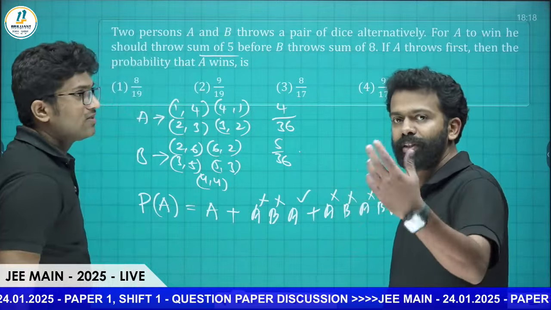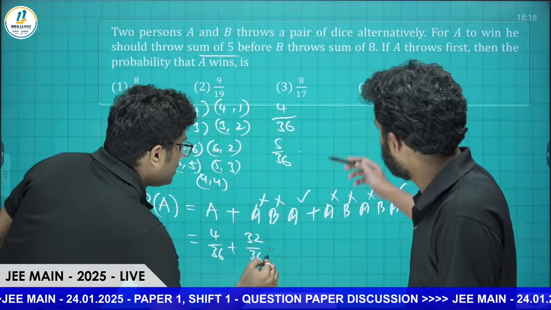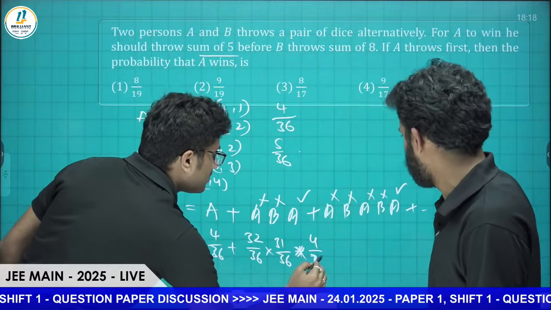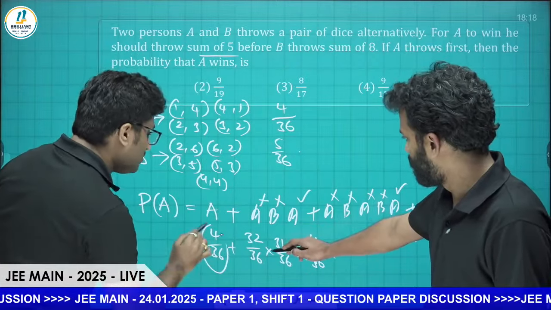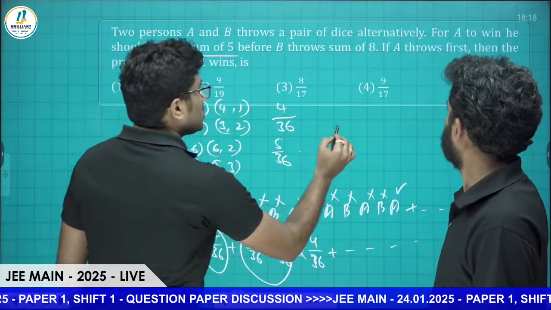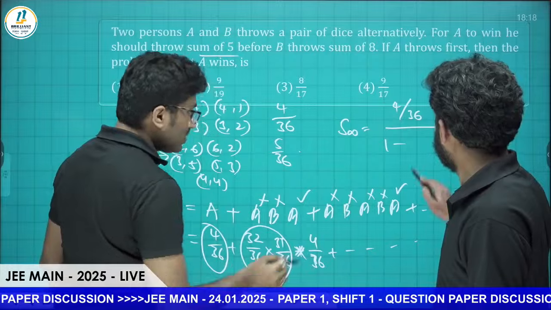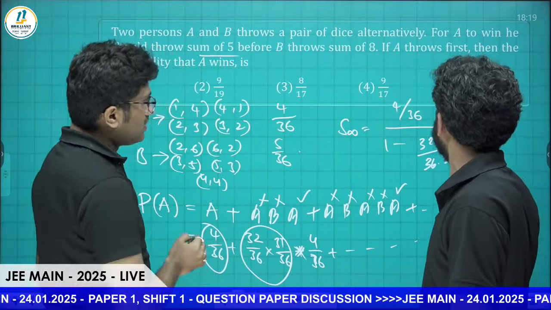If you look at that, it will be an infinite geometric progression, a by 1 minus r. The probability of A winning is 4 by 36, plus A not winning, 32 by 36, and B not winning, 31 by 36, into 4 by 36, and so on. Clearly this is an infinite geometric progression with first term 4 by 36 and common ratio 32 into 31 by 36 into 36. The sum to infinity is a by 1 minus r, which is 4 by 36 divided by 1 minus (32 into 31) by (36 into 36).